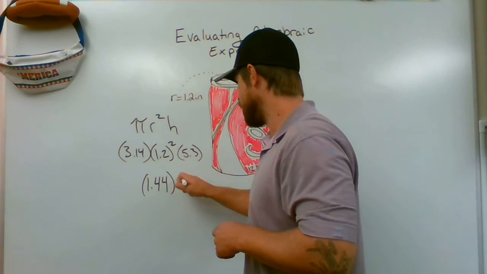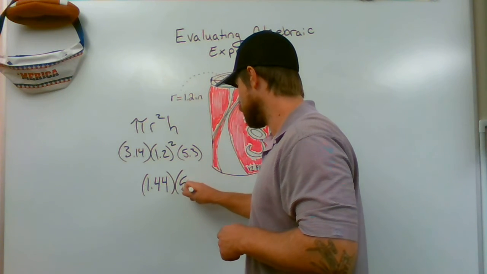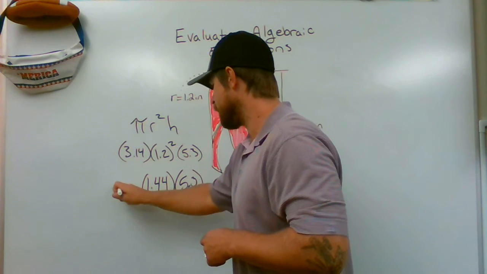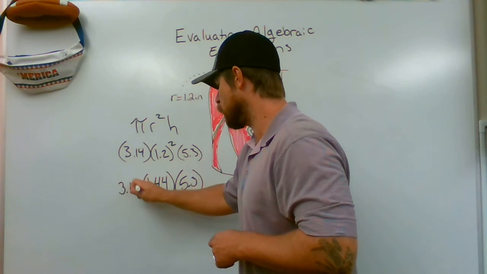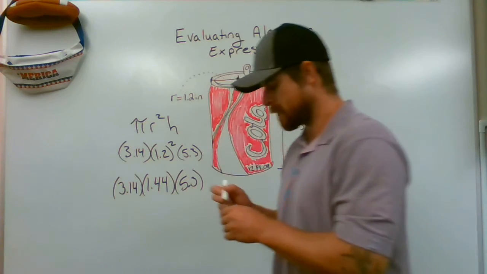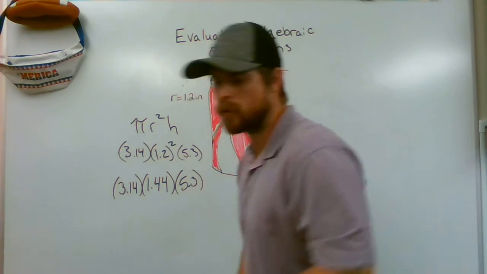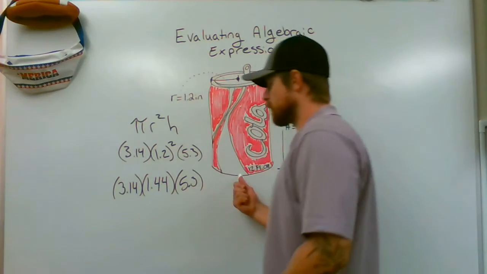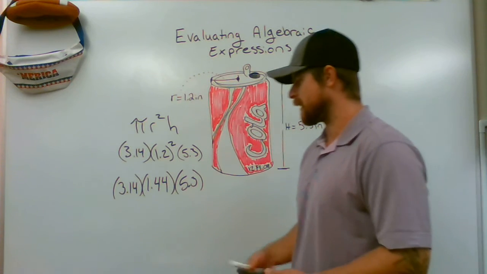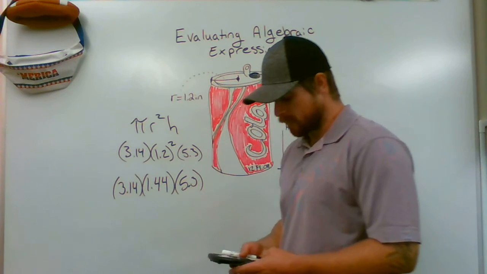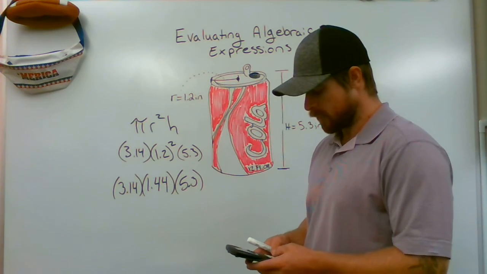We're going to multiply that by 5.3 and by 3.14, which is representing pi. Again, this is our expression for volume of a cylinder, which we're dealing with when we talk about a can. And now I would just grab a calculator out real quick and I would type this in.